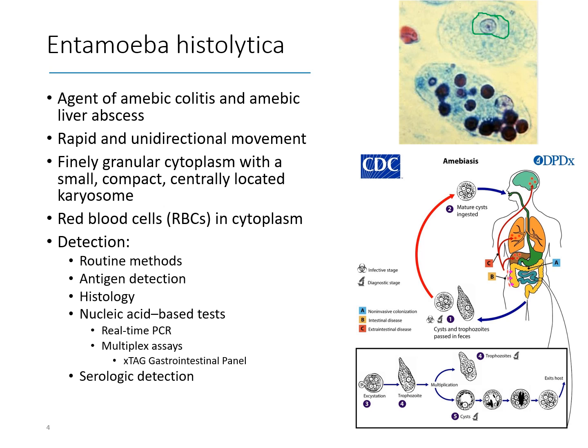You can actually see those red blood cells inside of that organism. With different detection methods, you've got your routine methods where you can just visualize it. You have antigen methods, histology, nucleic acid testing through PCR or multiplex testing, and you also have serological testing that can be done. The host is infected by ingesting the cyst, and from there the cyst goes through a different process inside of the host.